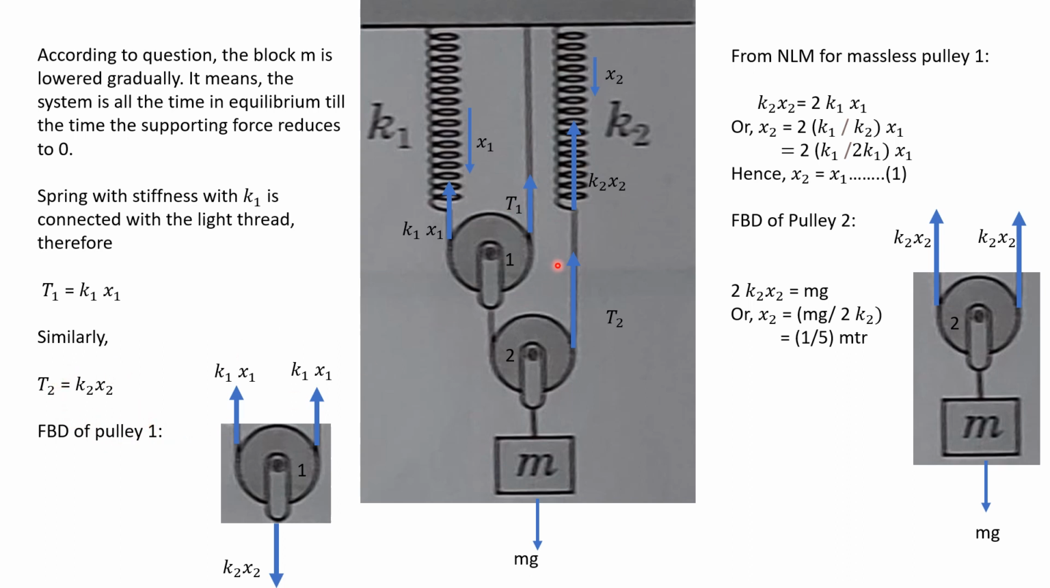Now let us make the free body diagram of pulley 1. This is your pulley 1. I have marked it as 1 and this as 2, right? So here is the thread, so tension is equal to K1 x1. Here also K1 x1. And in this string the tension is K2 x2, right? So from this diagram you can write the equation of motion. So K2 x2 is equal to 2 K1 x1. When you put the value of K2 in terms of K1, because K2 is double the value of K1, you will get x2 is equal to x1. Means extension in spring 1 and spring 2 will be the same in this situation.